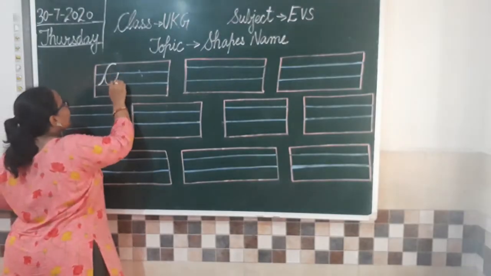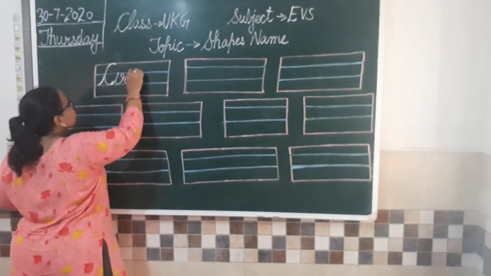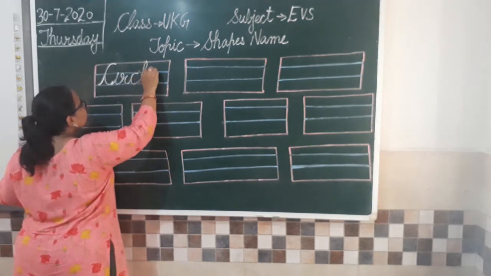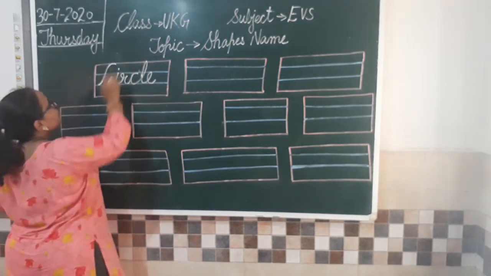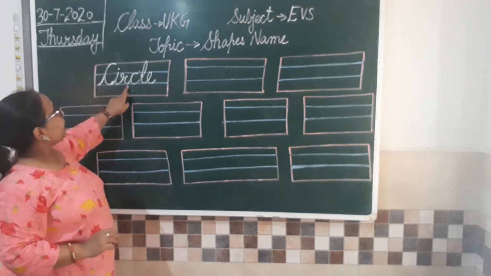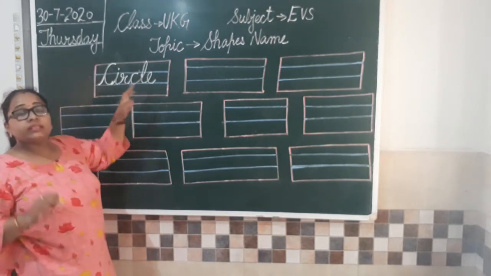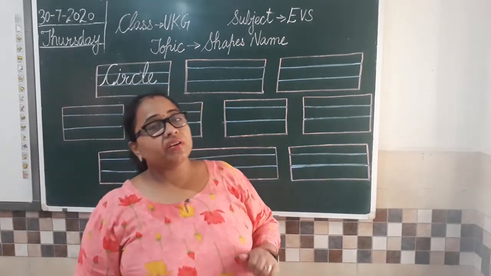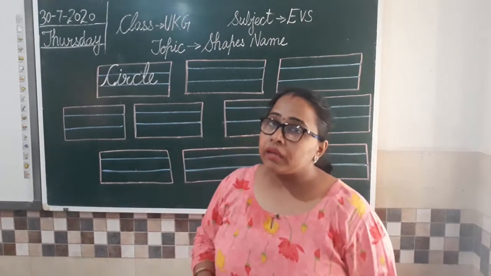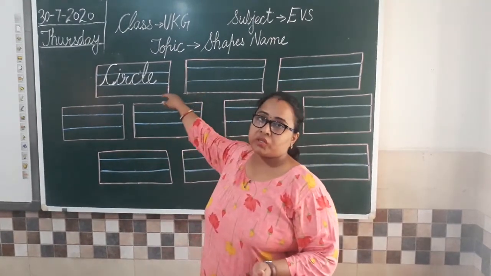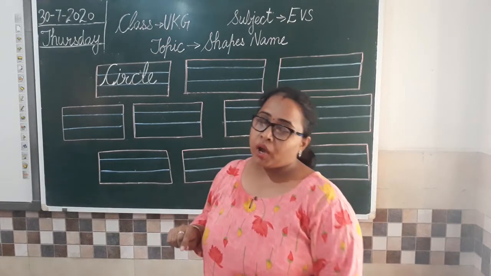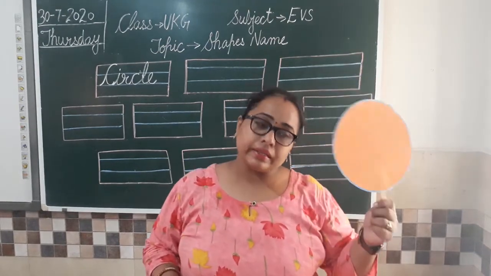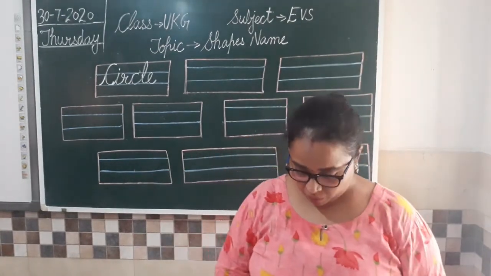How are we going to do that? C I R C L E. Circle. C I R C L E. Circle. Clear everyone? This is how we will first identify a shape and then we will write the name of that shape. Clear? So one we have done, that is circle. So I will keep it aside now.